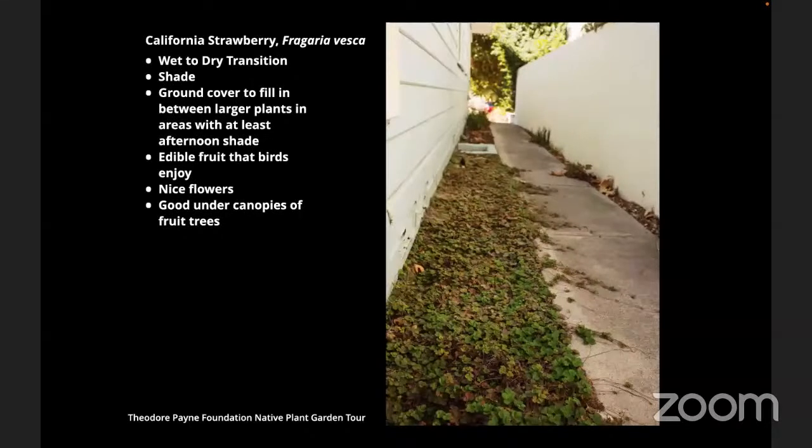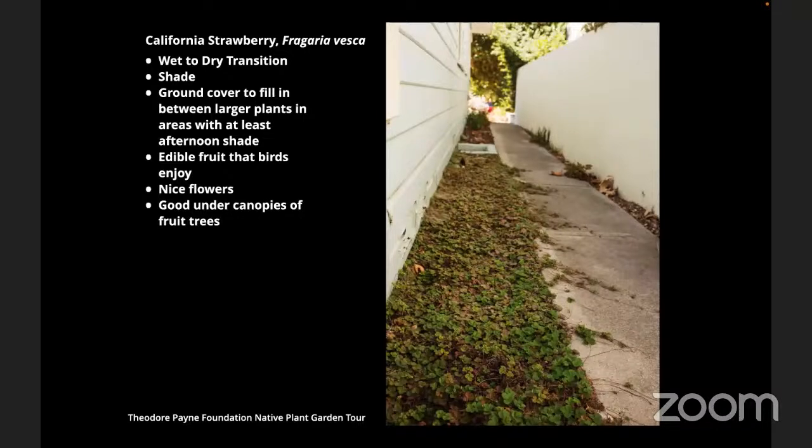So, things that work great in that situation. One of my favorites for a ground cover is California strawberry. California strawberry in full sun inland will tend to fry, but if it really is in full shade or in the northern exposure, after it's established, can be very low water.